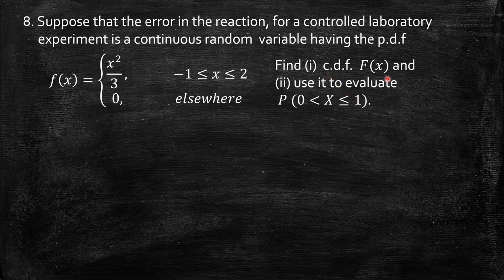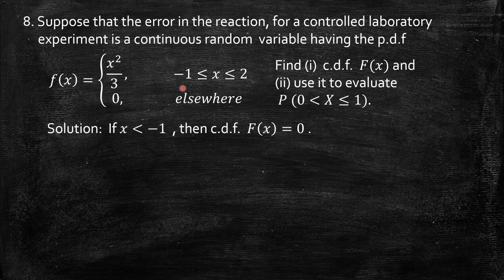Now to find the CDF, we have to find it for all values of x. Now in the interval minus 1 to 2, f of x is defined as x square by 3. Elsewhere it is 0. So if I want to find the CDF F of x for x less than minus 1, what is the CDF? Obviously the CDF is 0.